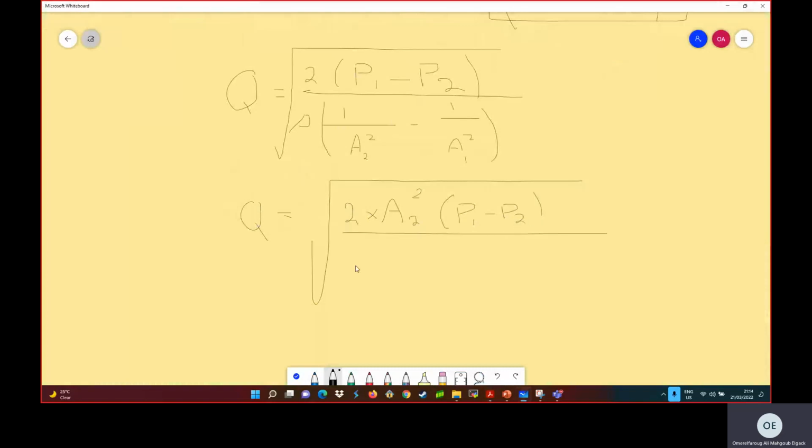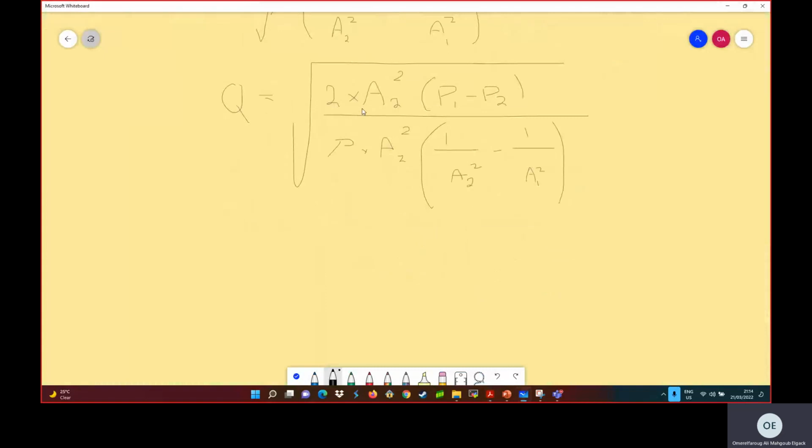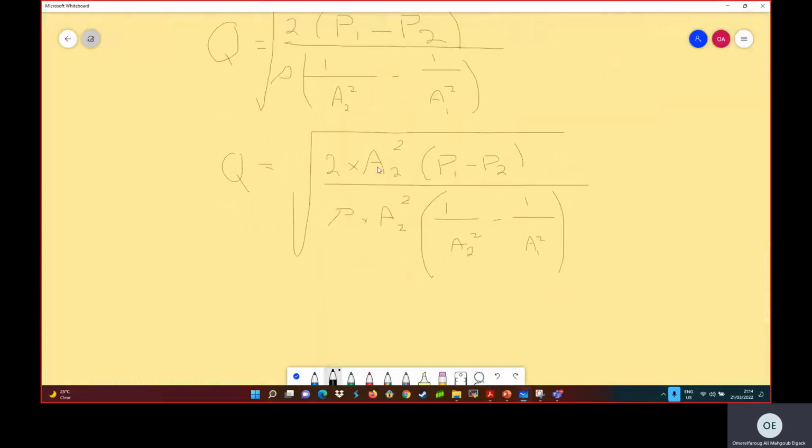Okay, and in the denominator you have rho, and then I will multiply it by A2 squared, and then the remaining 1 over A2 squared minus 1 over A1 squared. I'm multiplying the numerator and the denominator. It won't differ because you can cancel them. I did this because I want to change the form of the equation, but at the end it doesn't change the equation because I added it at the numerator and the denominator.